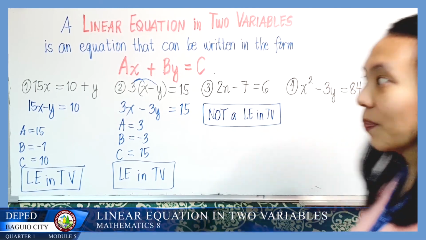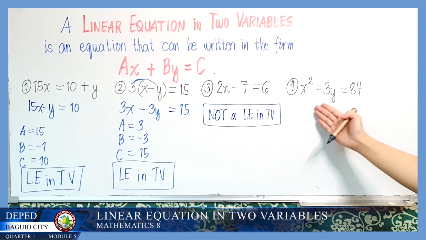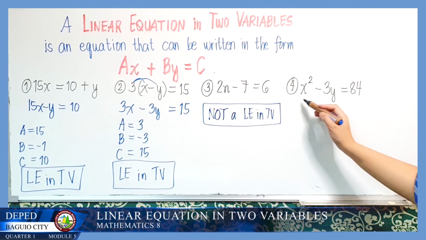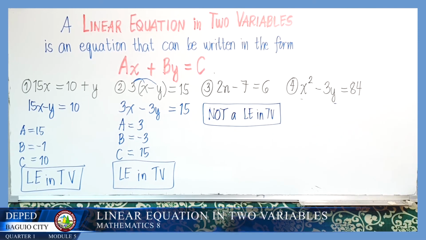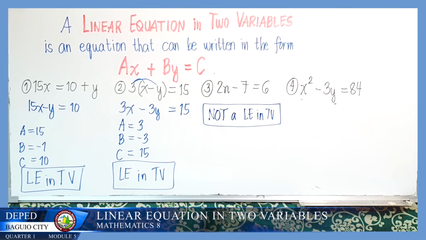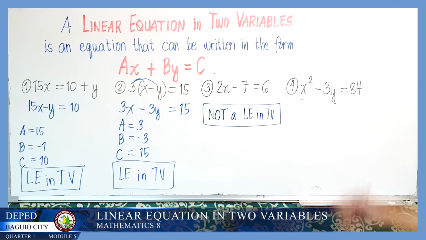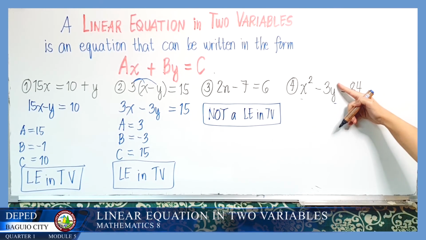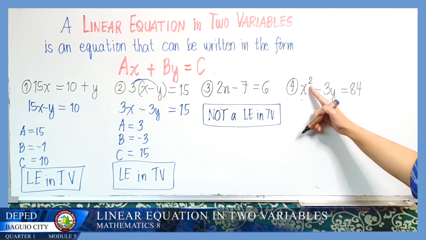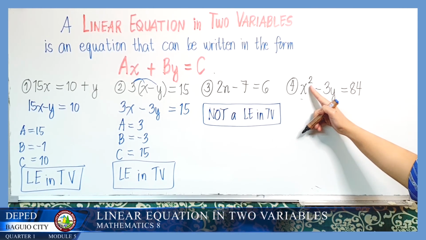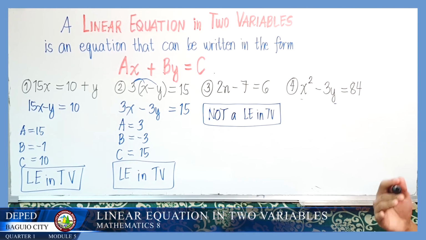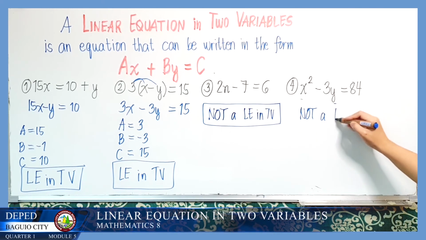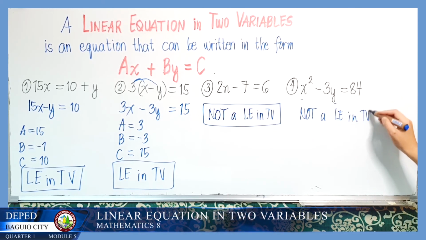And lastly, x squared minus 3y is equal to 84. Do we have two variables? Yes, the variables x and y. Are both variables linear? Let's find out. The exponent of y is 1, therefore that's linear. The exponent of x is 2. Therefore, it is not linear. In other words, the given equation is not a linear equation in two variables.